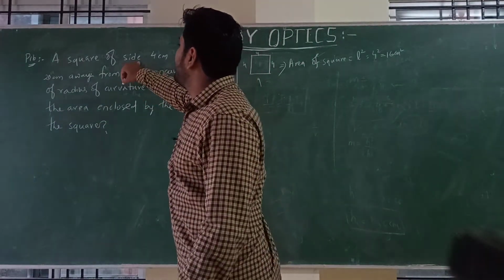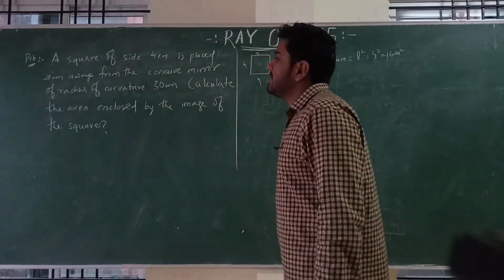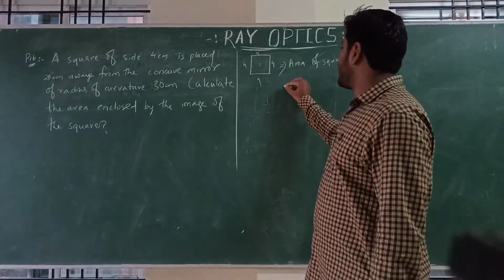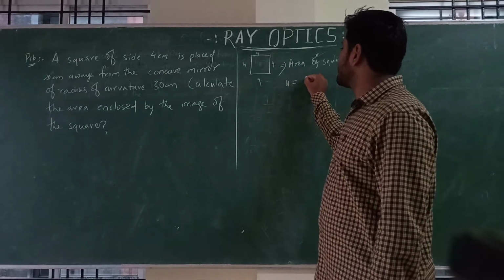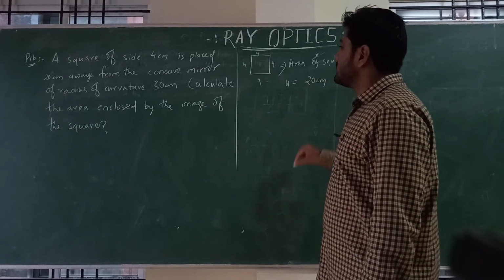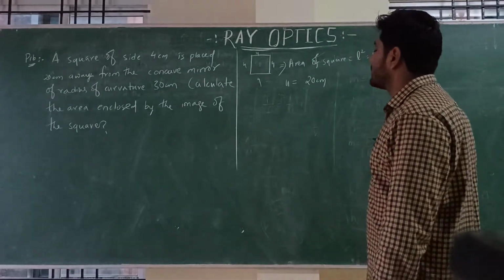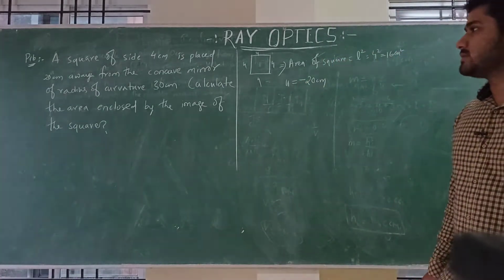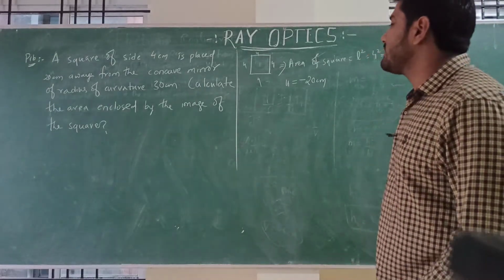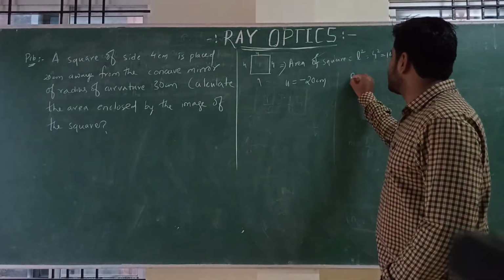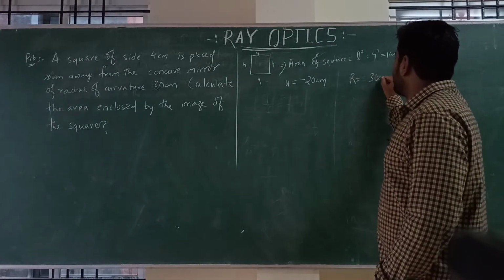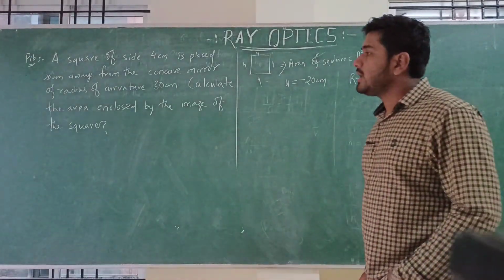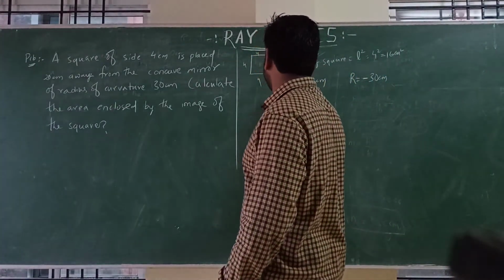Okay, so a square of side 4 centimeter is placed 20 centimeter away from the concave mirror. So we are dealing with the concave mirror. U is given as 20 centimeter. We are dealing with the concave mirror, so therefore U is always negative. That is, object distance is always negative. Of radius of curvature 30 centimeter, R is equal to 30 centimeter. Again for concave mirror, radius of curvature is always negative. Calculate the area enclosed by the image of the square.